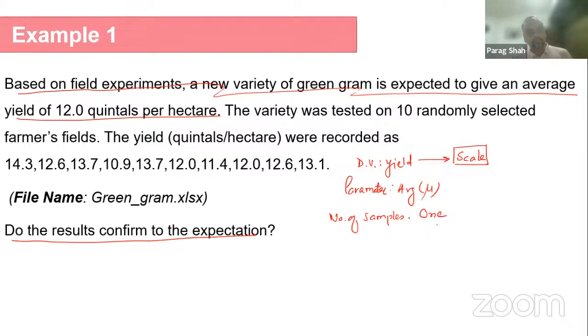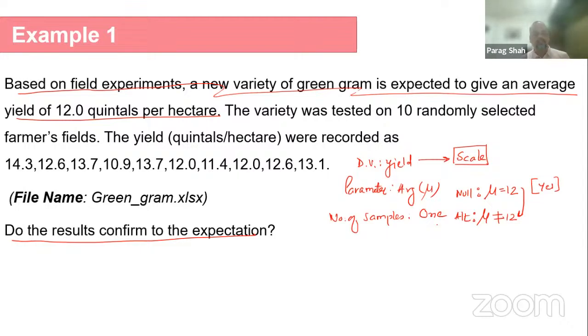Our answer can be yes or no. We say yes, it confirms the expectation. What was the expectation? That on an average it will be 12. So we say yes, it is 12. What will be complementary to this? It is not 12. Not 12 means it is not equal to 12. Out of these two, we have an equal to sign over here, so this becomes your null. This becomes your alternative. This is how things work.